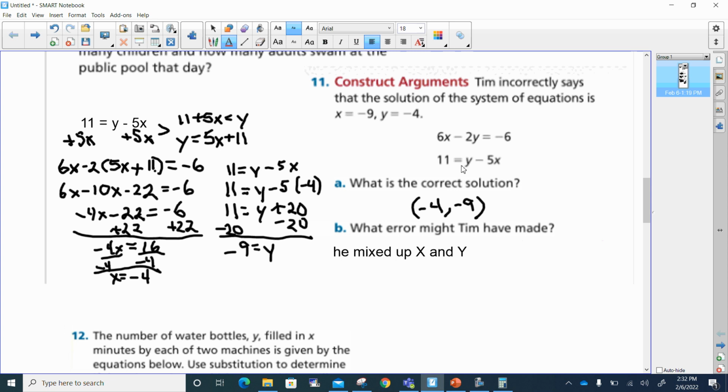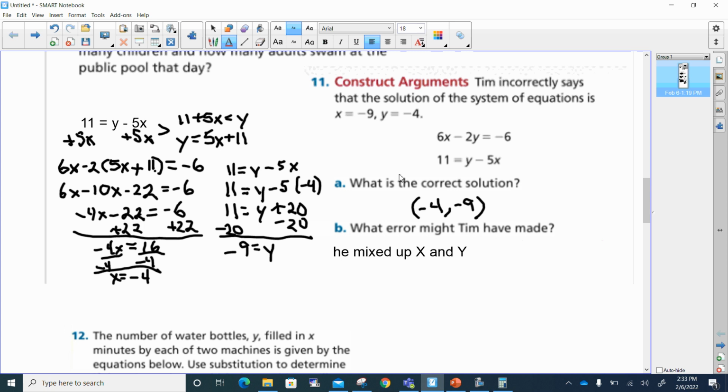Next, I'm going to go to the first equation that I started with, and I'm going to replace x with negative 4. So now I have 11 equals y minus 5, and in place of x, I'm going to put negative 4, because that's what we said x was. Negative 5 times negative 4 is positive 20. So now we have the new equation, 11 equals y plus 20. I've got to isolate my variables, so I'm going to subtract 20 from both sides. 11 minus 20 is negative 9, so y must be negative 9. So my correct solution is negative 4 is x, and negative 9 is y.